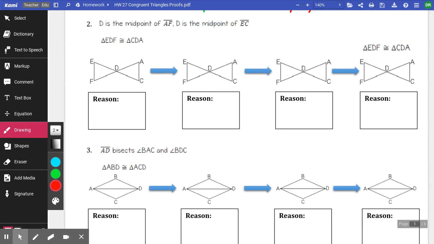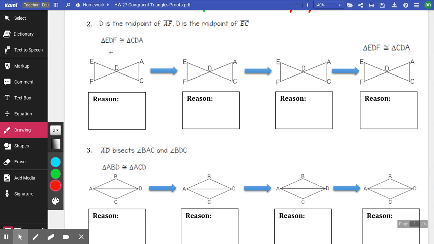In this proof, number two, we have two pieces of given information again, and they both refer to a midpoint. So let's remember that a midpoint is a point halfway between two other points. So it's the halfway marker, directly in the middle of a segment. So it's going to divide a bigger segment into two smaller equal segments. So we'll read that carefully.